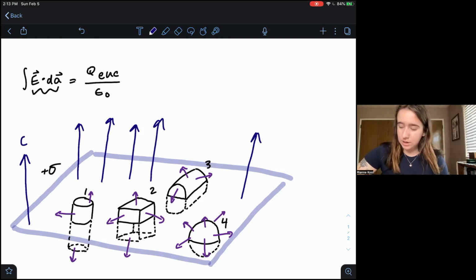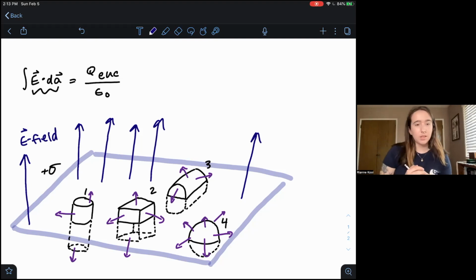So I'm going to say that this is our E field in that blue. And the purple, I guess I could have done a better job with different colors. Let's just keep it.